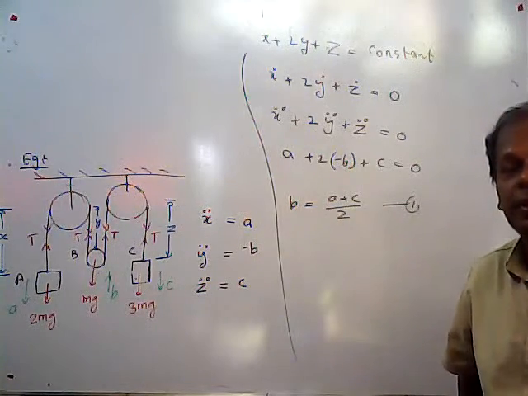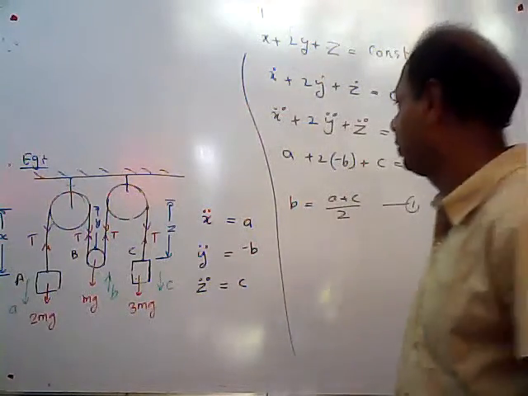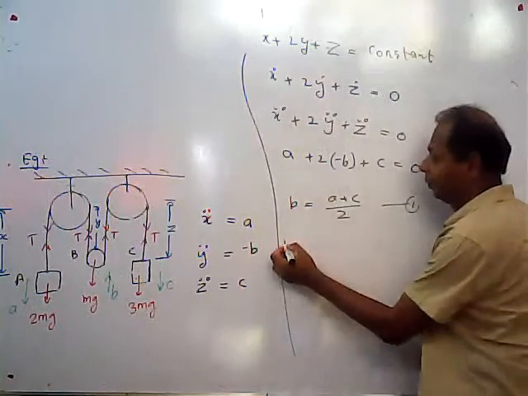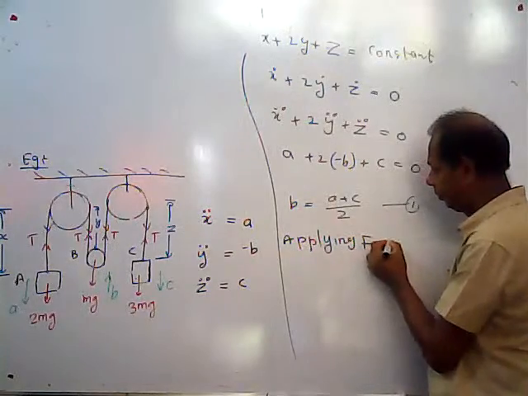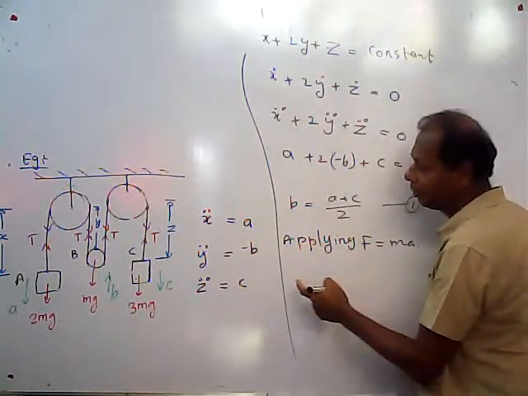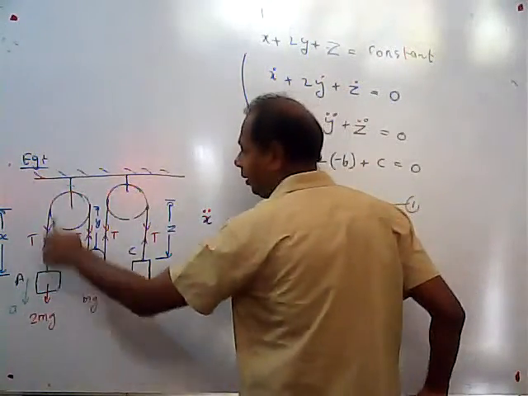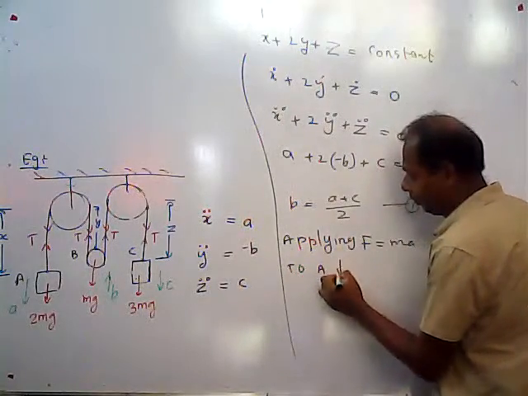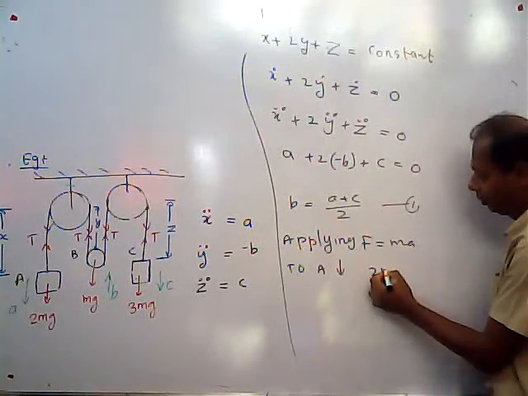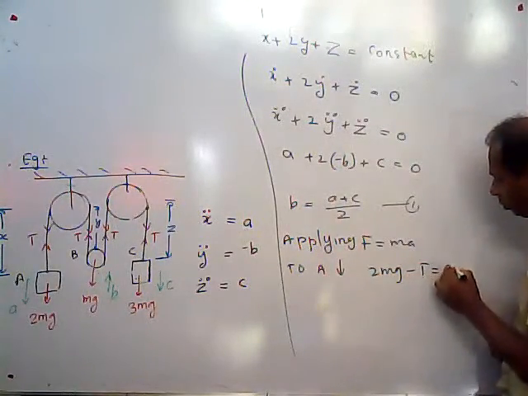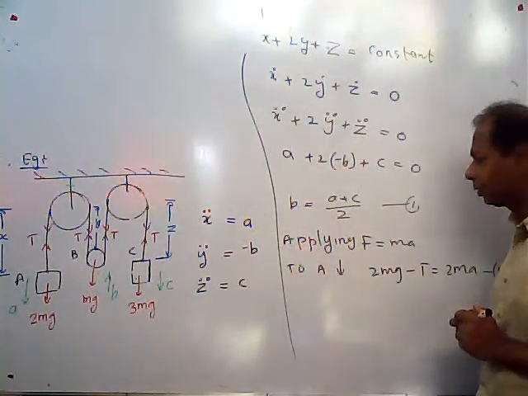Okay, now write down the three equations, the normal equations, by applying F equals ma. For A, downwards, you get 2mg minus T equals 2ma. 2mg minus T equals 2ma.